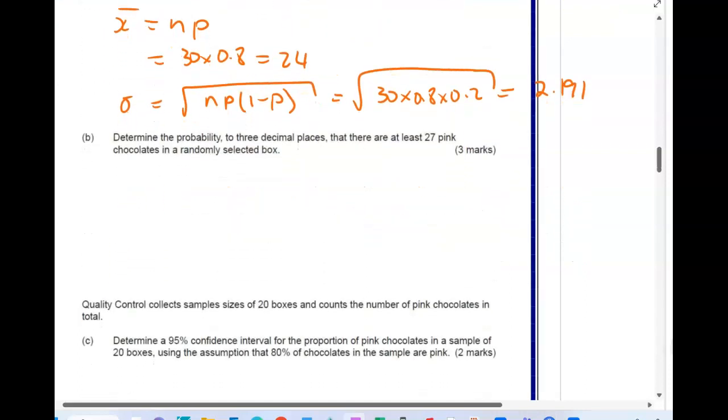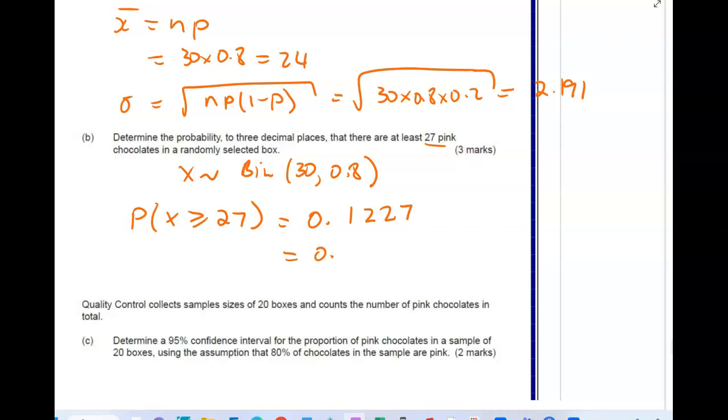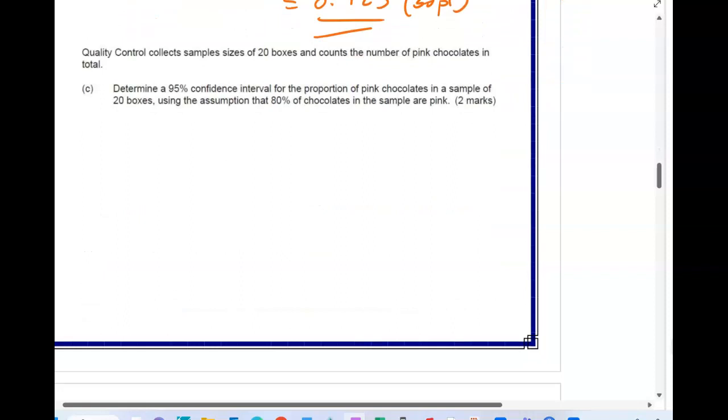And then the probability that at least 27 chocolates are pink. And again, we're looking at a number of chocolates as opposed to a proportion. So straight into binomial, using the parameters of 30 and 0.8. And we want at least 27, which means we include 27. And I'm getting 0.1227. And because it said to 3 decimal places, you must give it to 3. So 0.123.